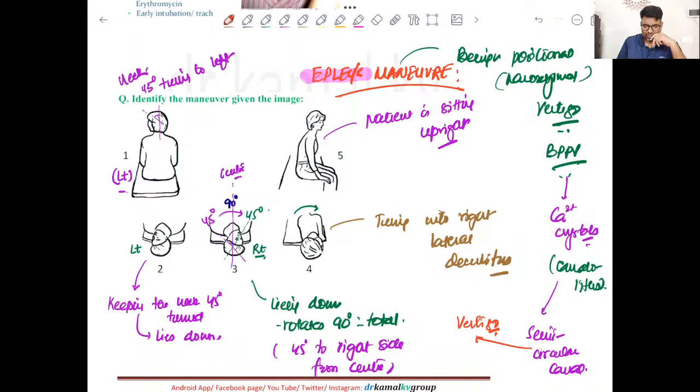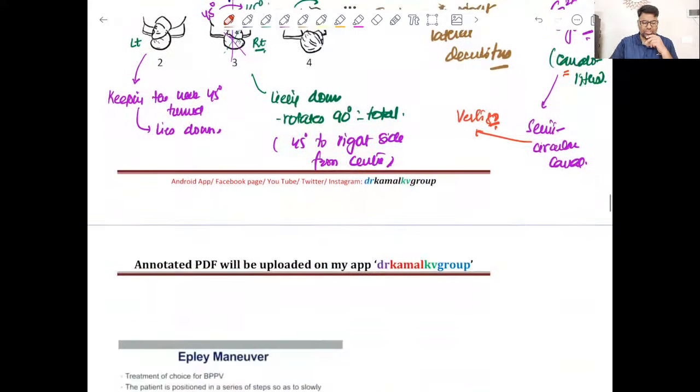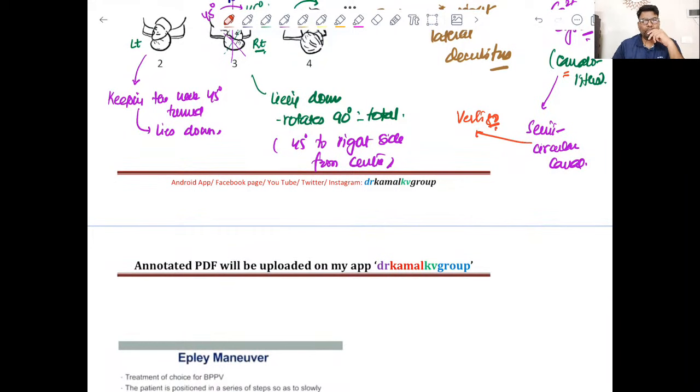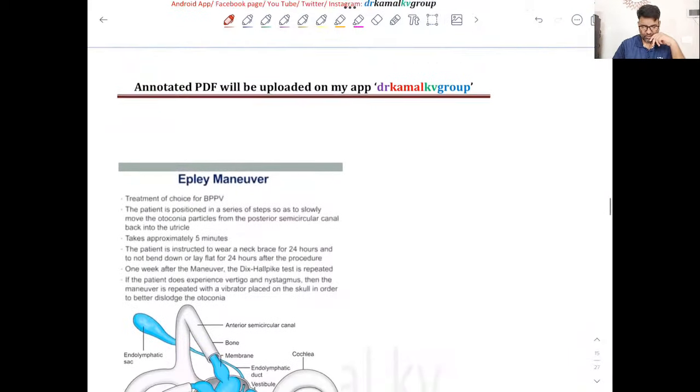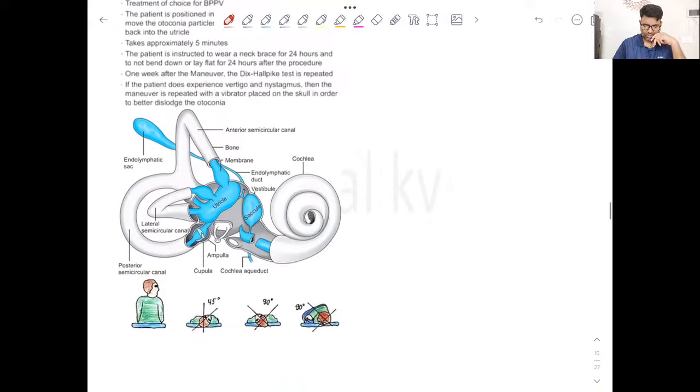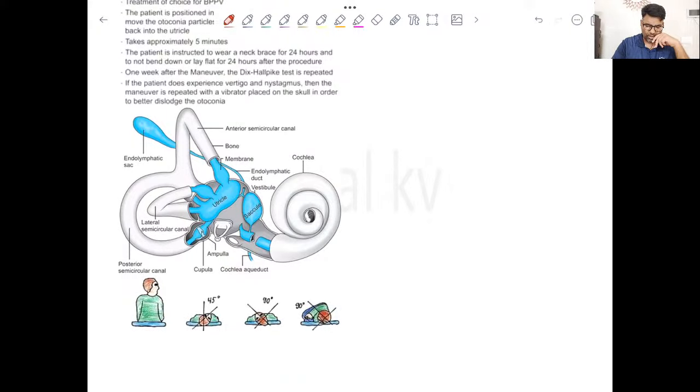So what we are actually doing in this maneuver is putting all these canaliths back into the saccule, right? And this way we are minimizing the chances of vertigo. So this is the Epley's maneuver, which is done for benign paroxysmal positional vertigo. Fine. So this is important. So what we do, if the canaliths are, say, somewhere here, right? So these are the canaliths.